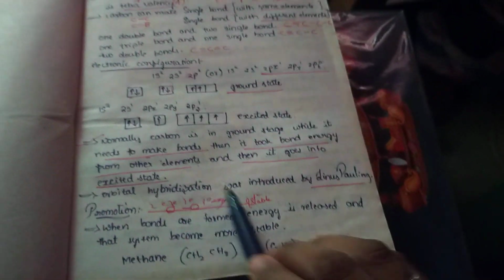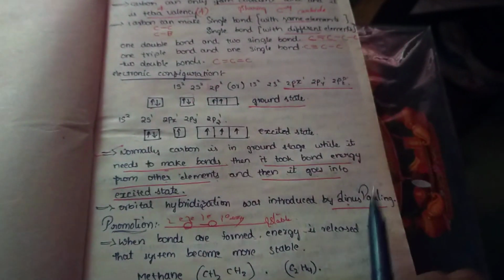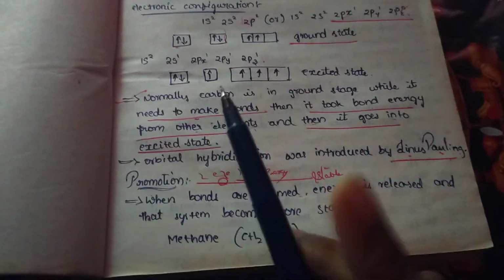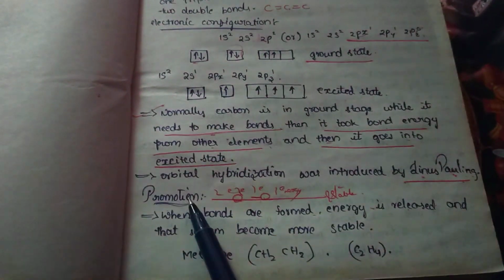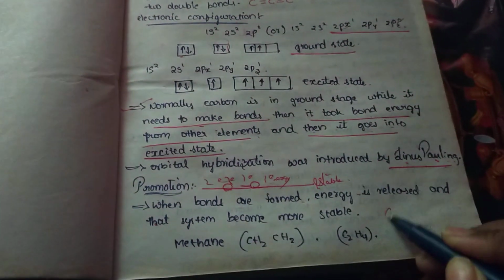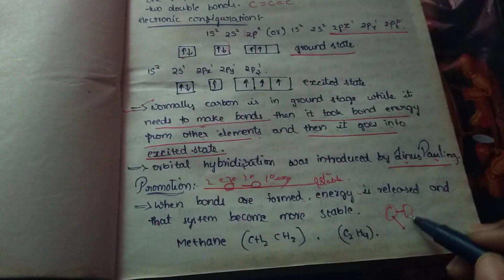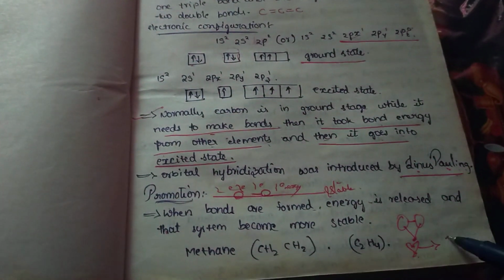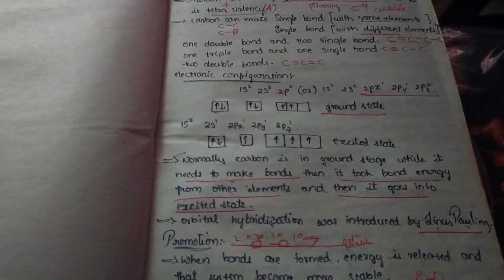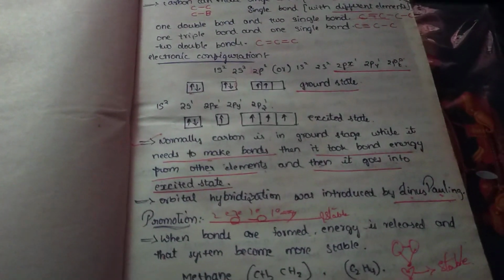Orbital hybridization was introduced by Linus Pauling. You can see it in the SSC book, or just search on Google. Next, stabilization. In chemistry, stabilization is when bonds are formed, energy is released and the system becomes more stable. When the bond is stronger, it will be stable. So think of chemistry as chemistry, not like maths or physics.